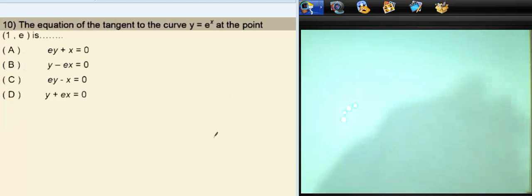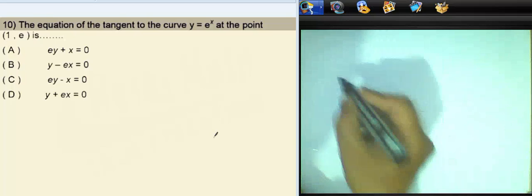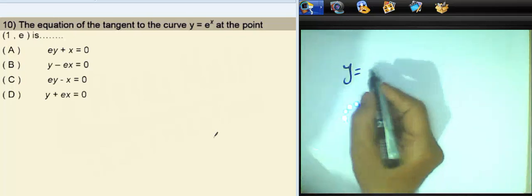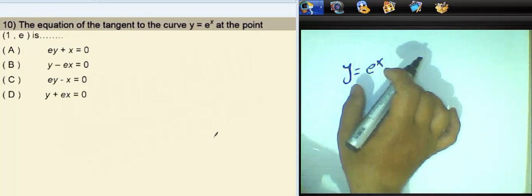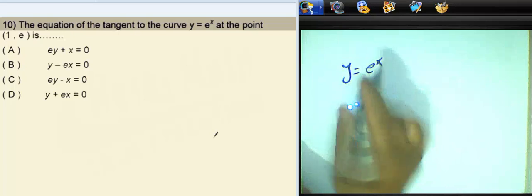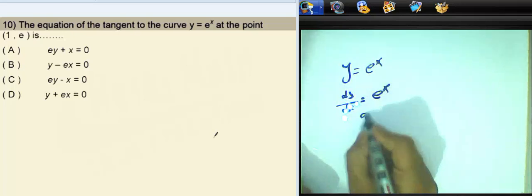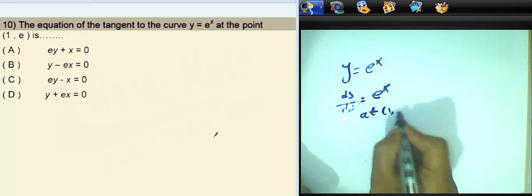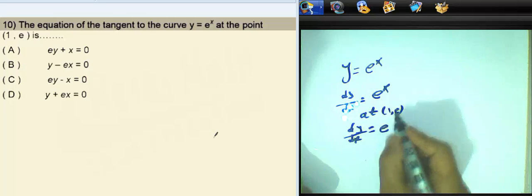Question 10. The equation of the tangent to the curve y equal e power x at point 1 and e is. He asked about the equation of the tangent about this function y equal e power x. We can find the slope about this function, the derivative at this point 1 and e. The derivative here about this function dy over dx equal e power x at the point 1 and e, then dy over dx equal e power 1.